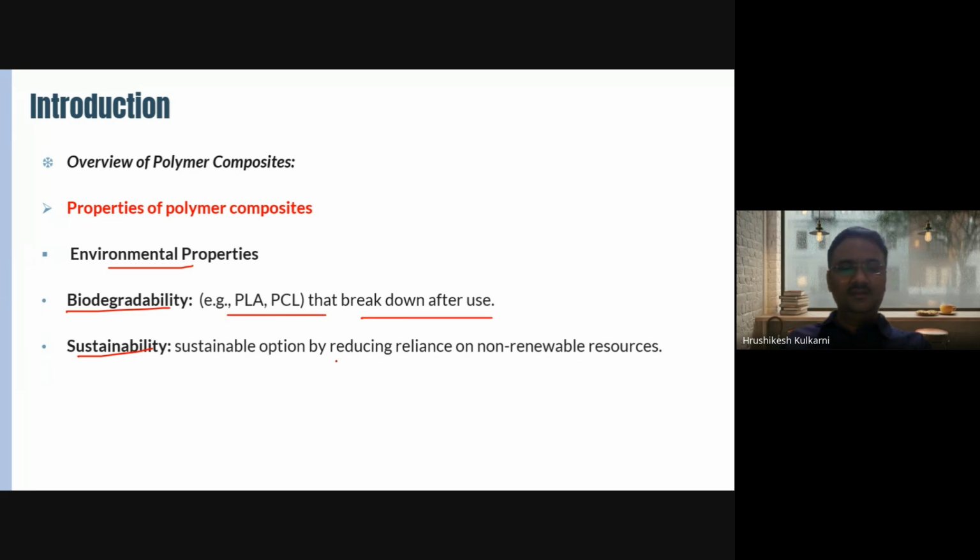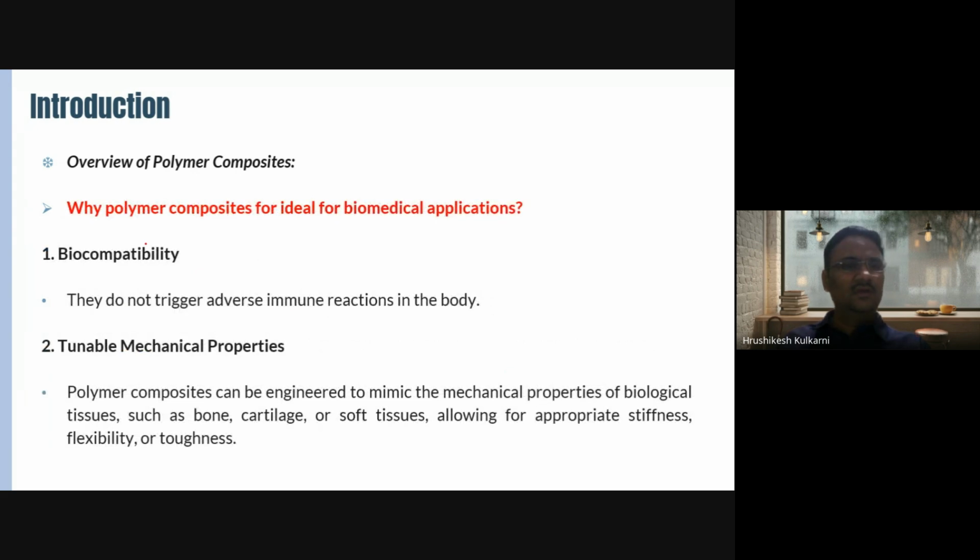Sustainability, sustainability is again the focus of our goal of the universe, that we should have a sustainable material that should not create more impact on the environment, and it should run for a long range. Next is tunable mechanical properties, meaning the mechanical properties should be tuned for different applications such as bone, cartilage, soft tissues, and allowing appropriate stiffness, because in every region of the body the mechanical property should be different.